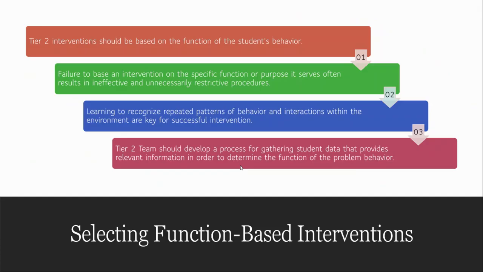So let's talk about selecting function-based interventions. So several things to keep in mind. Tier 2 interventions should be based on the function of the student's behavior. Failure to base an intervention on the specific function or purpose it serves is going to result in ineffective and unnecessarily restrictive procedures. It's not going to work if it's not based on the function.